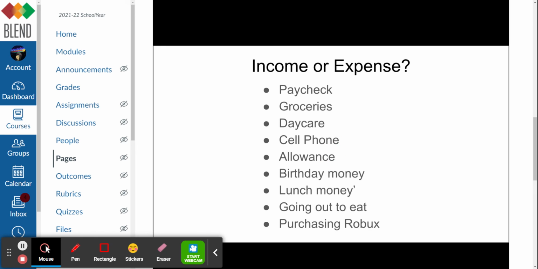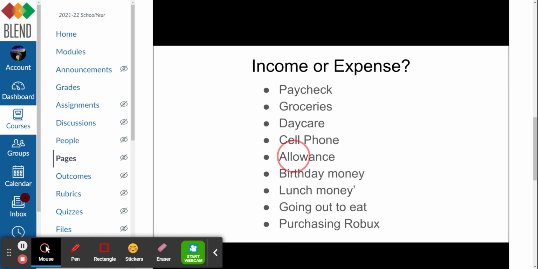When you get a paycheck, that is income. When you pay for groceries, that's an expense. When you pay for daycare, that's an expense. When you pay for a cell phone, that's an expense. When you earn allowance, that's income. When you get birthday money, that's income. Lunch money, you're spending it. I don't know what that apostrophe is about. Going out to eat, that's an expense. Purchasing Robux, that's an expense.